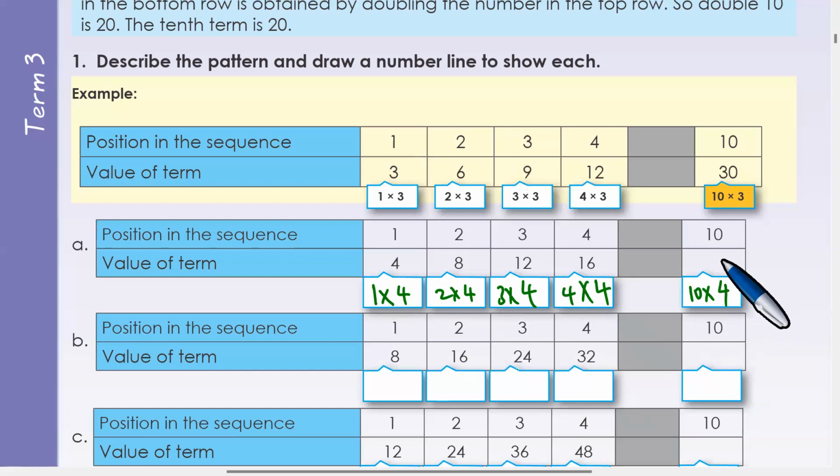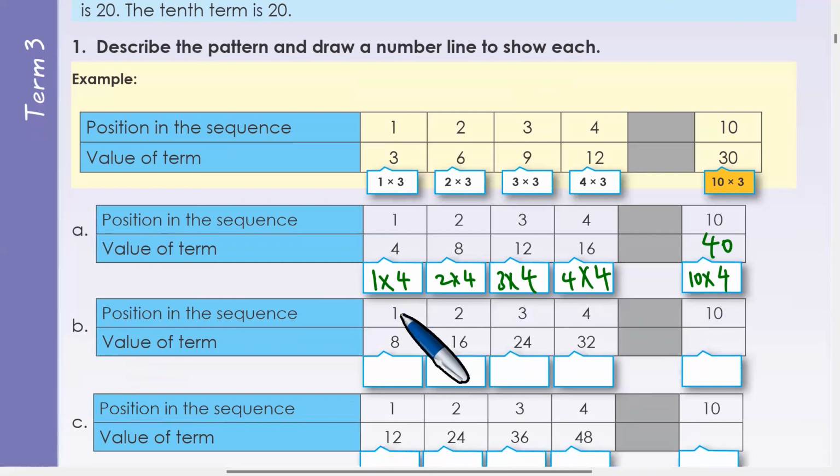So what must be here now? Here, 4 times 1 is there. 2 times 4 is 8, which is there. 3 times 4 is 12, which is there. 4 times 4 is 16. So this 10 times 4 is what? It's 40. Yeah, which is there. Okay, let's come to B.